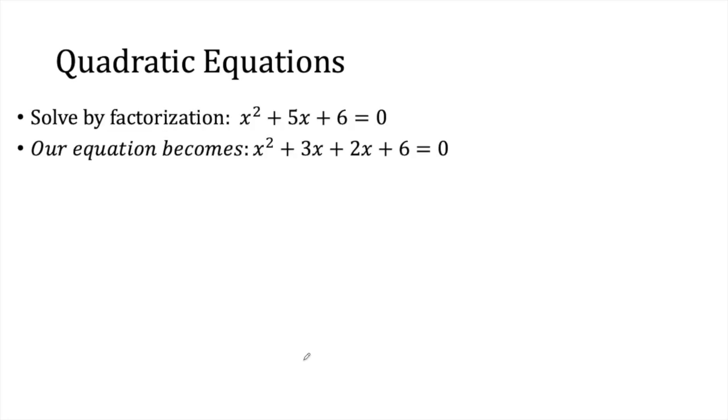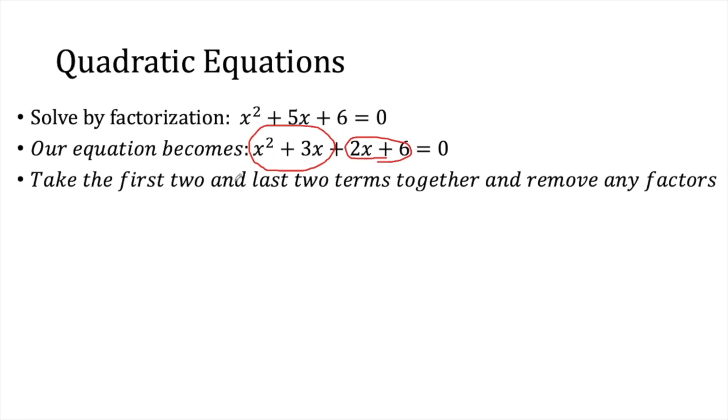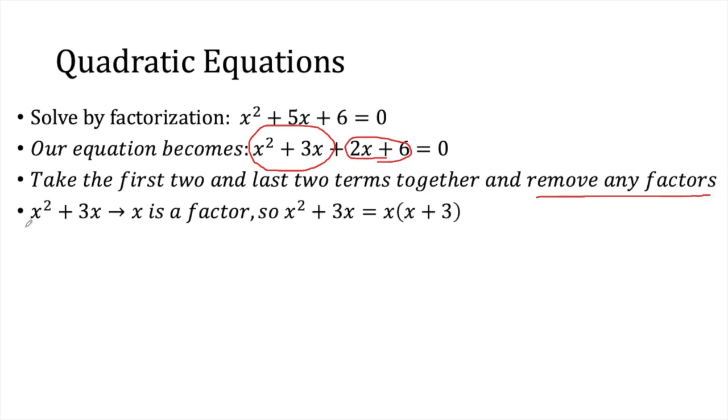The next step is to take two terms at a time. We first take x² + 3x, and then we take 2x + 6, and we must factorize each of them. So we take the first two and last two terms together and factor out any common factors. We see that in x² + 3x, the highest common factor is x. So we can factor out x and write x² + 3x as x times (x + 3).